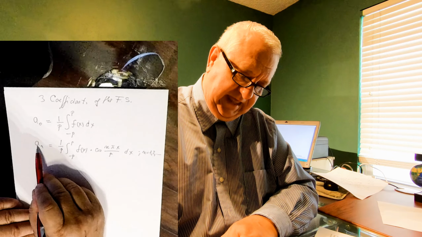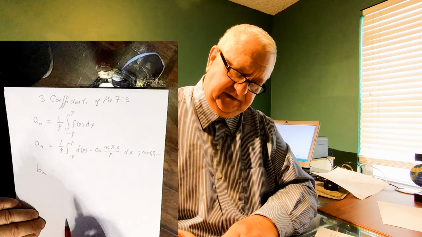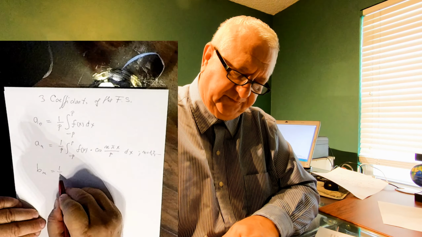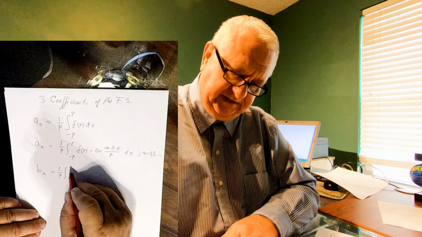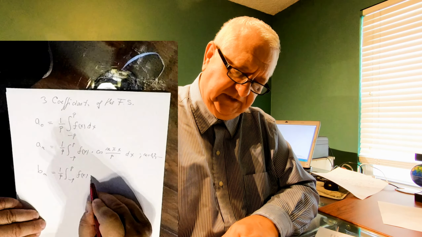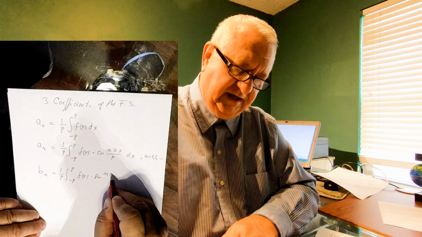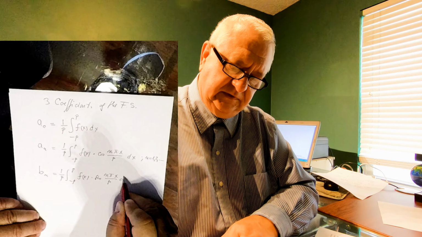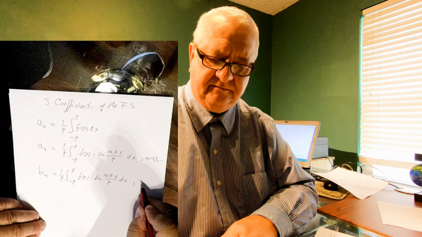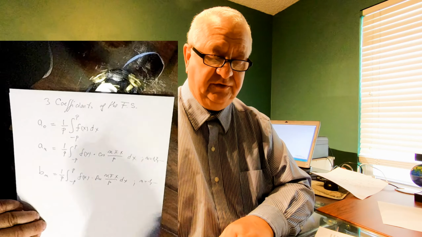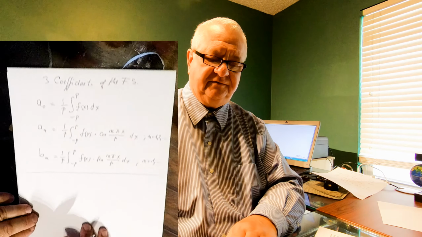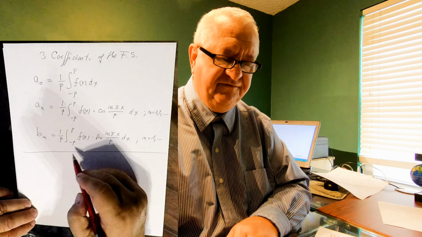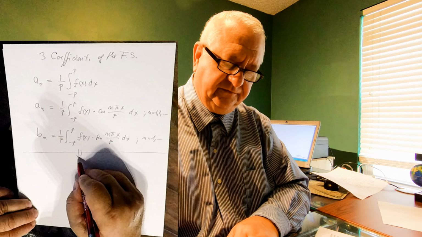As you can see, A are associated with the cosines, and B, to no surprise, they will be associated with the sines, times sine of the same argument, dx, for the same range of n. 1, 2 to infinity. These are the coefficients. With these three coefficients, we build the Fourier series.